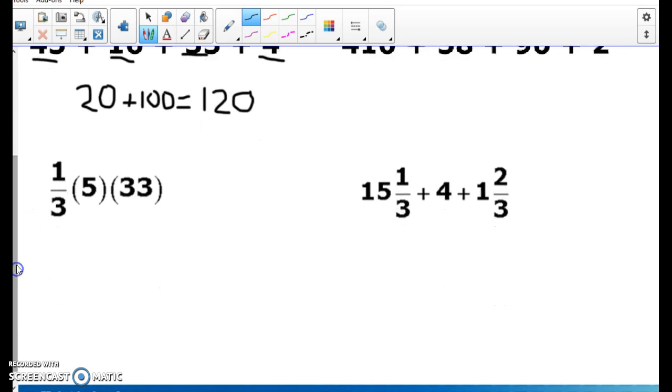Same thing here for the multiplication problem. I have 1/3 times 5 times 33. Well, the smart thing to do would be 1/3 times 33 first to give me 11, and then 11 times 5 to give me 55. Again, you would get the same answer if you did 1/3 of 5, but you would just get a fraction then, and we don't want to deal with any more fractions. And then if you did 1/3 of 5 times 33, you'd still get 55. So no matter what, you're ending up with the same answer.